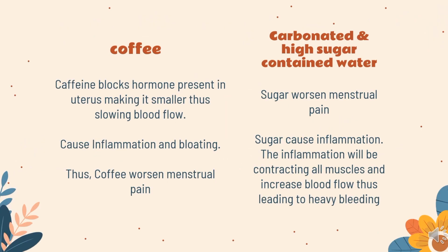Next, 68% of the respondents agree that coffee, carbonated and high sugar content water can cause menstrual pain. For coffee, it contains caffeine, which blocks hormones present in the uterus, making it smaller, thus slowing blood flow, and this will result in inflammation and bloating. As for carbonated and high sugar content water, sugar worsens menstrual pain since it causes inflammation. The inflammation will contract all muscles and increase blood flow. This will result in heavy bleeding.